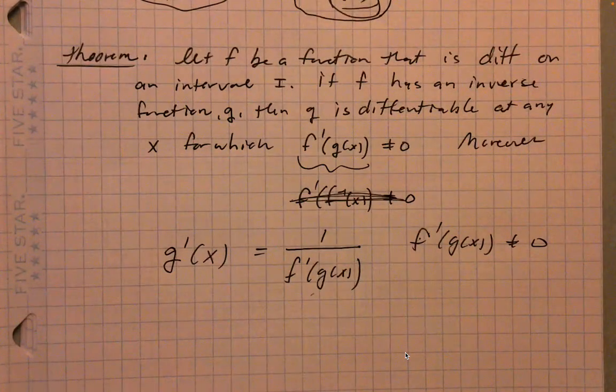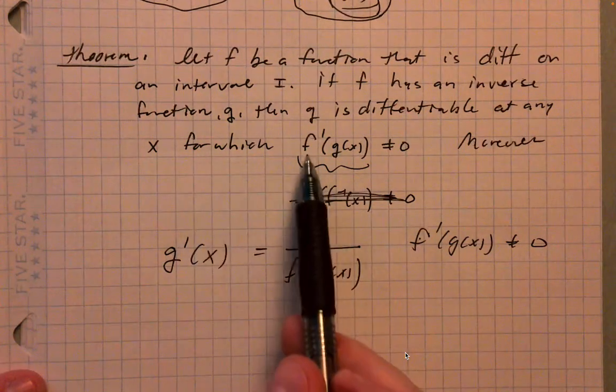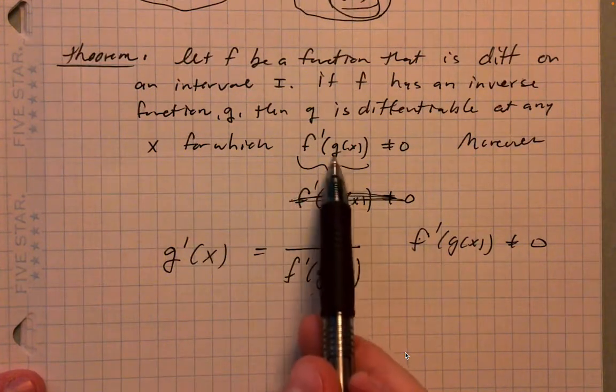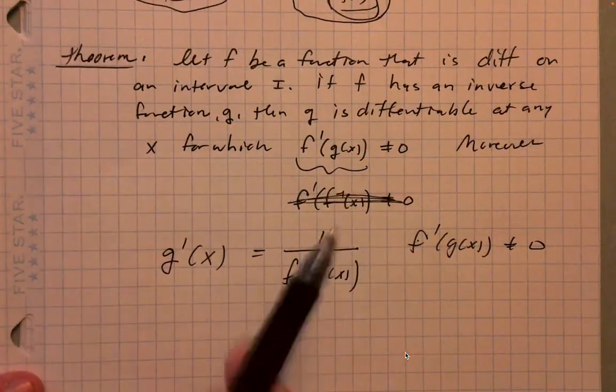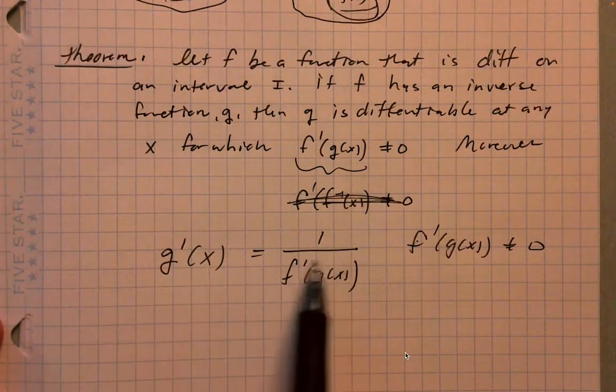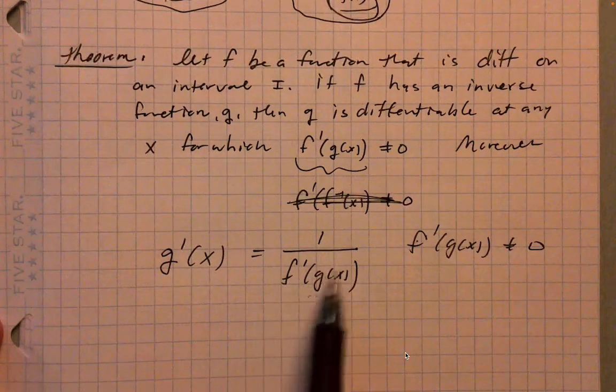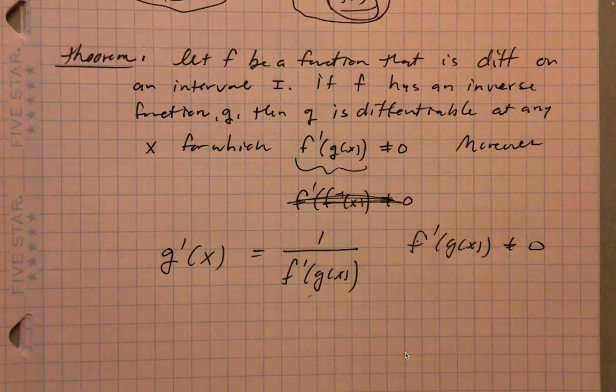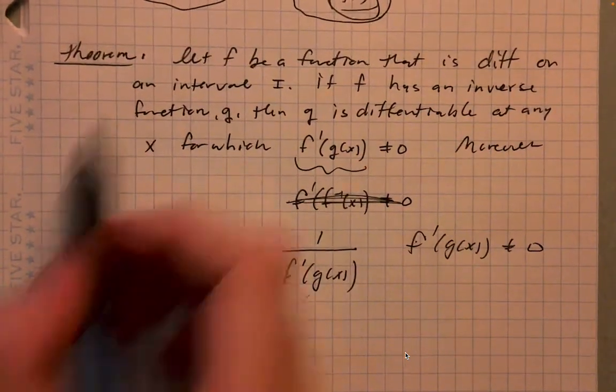So that's kind of a mouthful there. If f is a differentiable function and f has an inverse function g, g is also differentiable, and it's differentiable at any x where the derivative evaluated at the inverse is non-zero. And specifically, the derivative of the inverse g is equal to 1 over the derivative of f evaluated at the inverse. So this is the theorem, the big theorem.